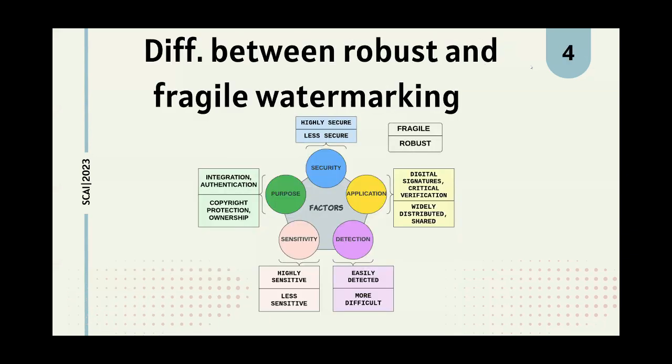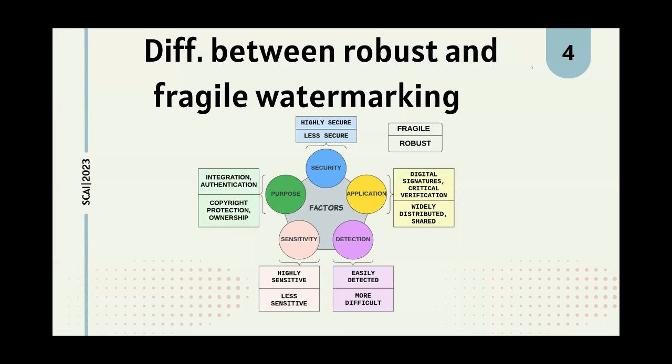Now there are a lot of differences between robust and fragile watermarking. Robust watermarking is considered suitable for images which are widely distributed and widely shared. On the other hand, fragile watermarking is used for digital signatures and critical verification.